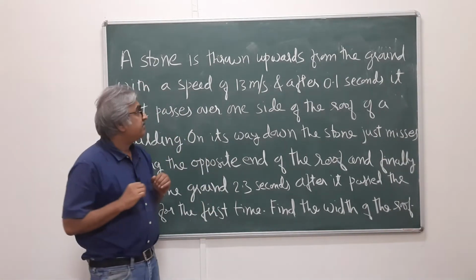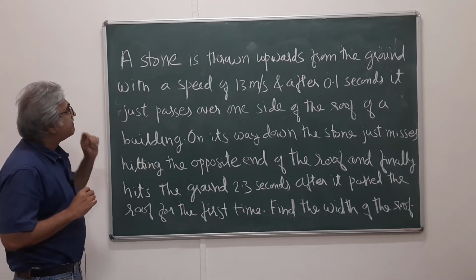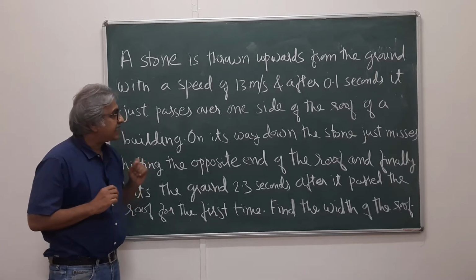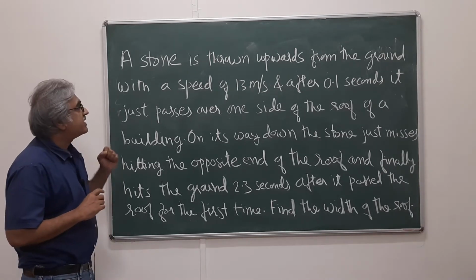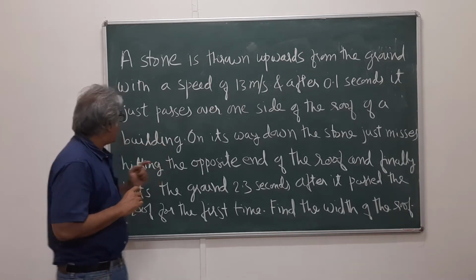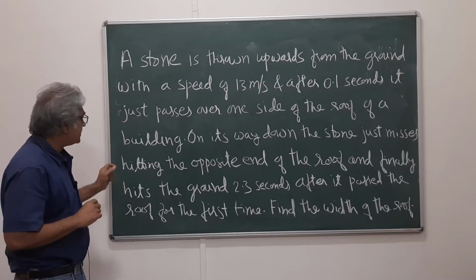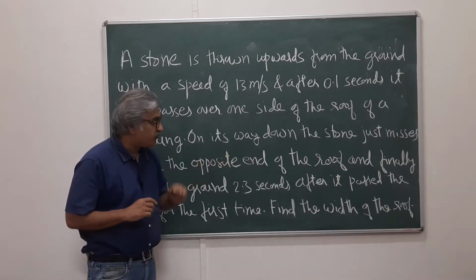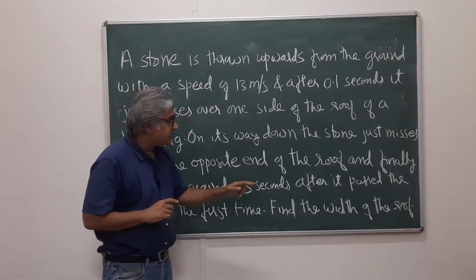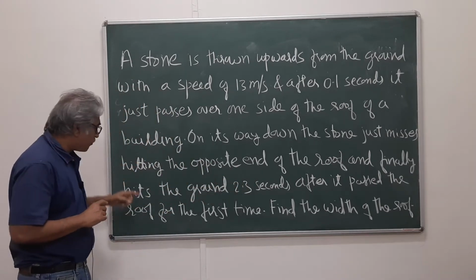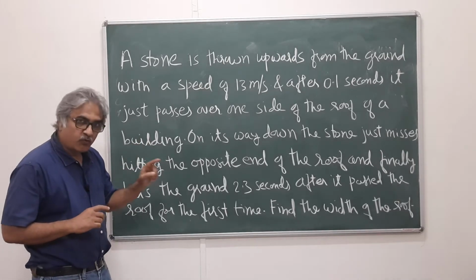I'll read the problem. A stone is thrown upwards from the ground with a speed of 13 meters per second, and after 0.1 seconds it just passes over one side of the roof of a building. On its way down, the stone misses hitting the opposite end of the roof and finally hits the ground 2.3 seconds after it passed the roof for the first time. Find the width of the roof, right?